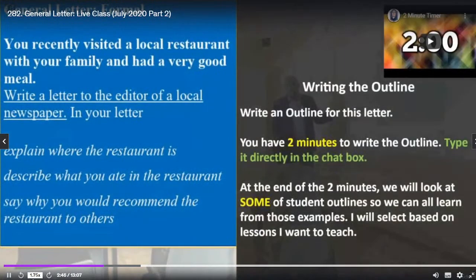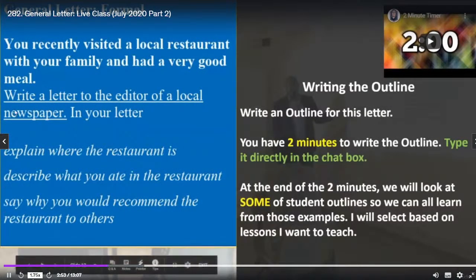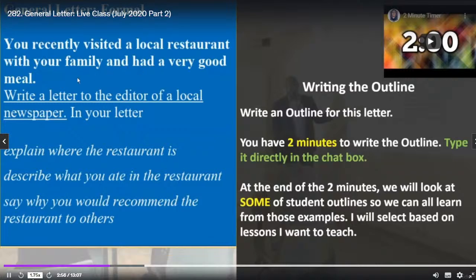Okay, so here is our question or our letter on the left-hand side. You recently visited a local restaurant with your family and had a very good meal. Write a letter to the editor of a local newspaper. In your letter, explain where the restaurant is. Describe what you ate in the restaurant. Say why you would recommend the restaurant to others. So the first thing we're going to do, the only thing we're going to do, is write an outline for this letter. All right, so we can put it in the chat box. You have 2 minutes to write your outline. Type it in the chat box now.